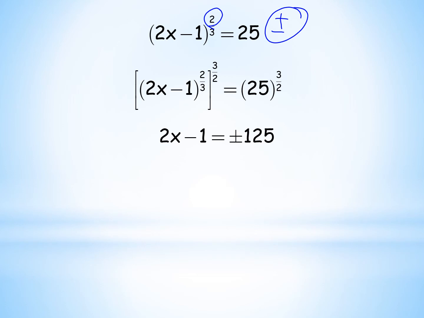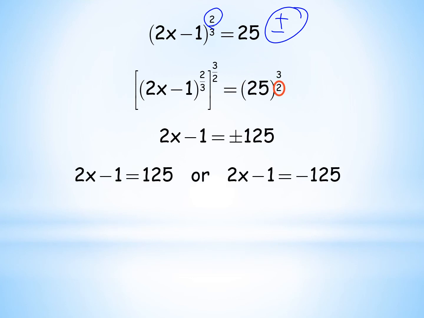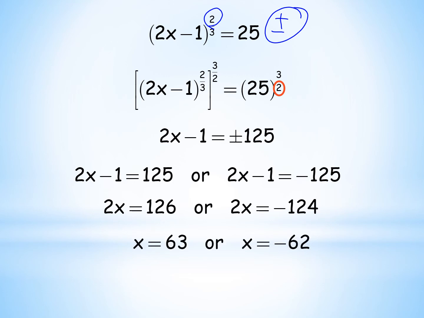Now you actually have 2 equations. You have 2x minus 1 equals positive 125, or 2x minus 1 equals negative 125. So now you can solve each equation separately, and you'll get two answers. And now you'll have to check them because you are taking the square root.